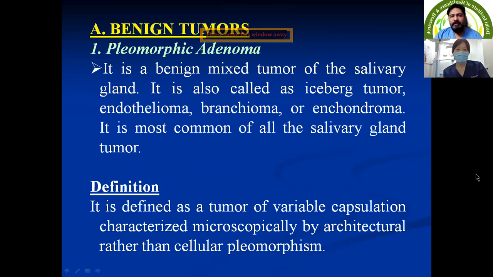In benign tumors, pleomorphic adenoma is the benign mixed tumor of the salivary gland. It is also called iceberg tumor, endothelioma, branchioma, or enchondroma. It is the most common of all salivary gland tumors. Definition: it is defined as a tumor of variable capsulation characterized microscopically by architectural rather than cellular pleomorphism.